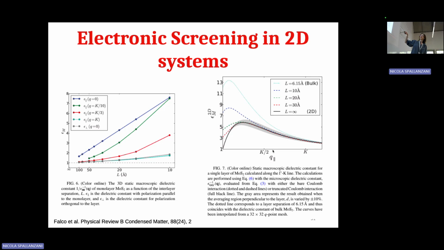And actually, they proposed an expression for the two-dimensional macroscopic dielectric function, which allows us to recover this kind of behavior, the black line, while for larger spacing we recover this line. This was MoS2. In the case of L, the separation between the layers, equal to 6.15 angstrom in the bulk, we obtain the value for the bulk.